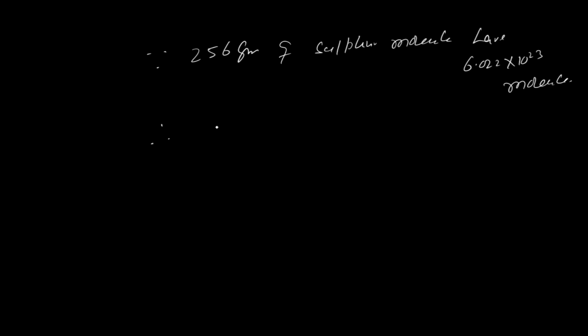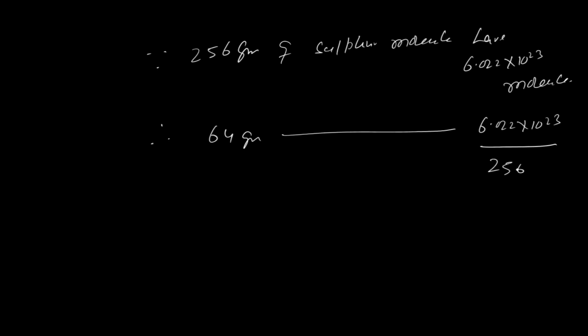Therefore, you have to find out for 64. And 64 gram of sulfur molecule will have 6.022 into 10 power 23 divided by 256 into 64 over here. Now we can also find it in 1 gram, then 64 gram. So this is the unitary method we are using. When you solve this, whatever comes will be your answer, and your answer will come 1.506 into 10 power 23 molecules.